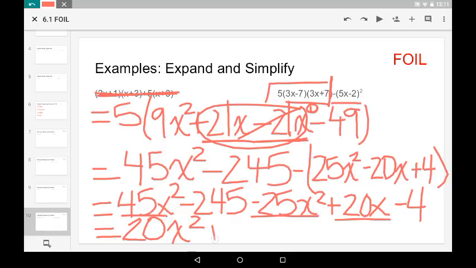We only have a 20x here. And then we have a negative 245 and a negative 4, which gives me negative 249. It's pretty squished looking, but that is my final answer. I've multiplied each of these together to get this, and I've expanded this part here to get all of this, collected my like terms, and there's my final answer.